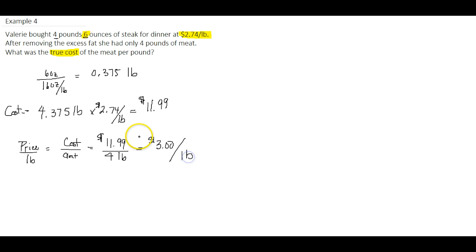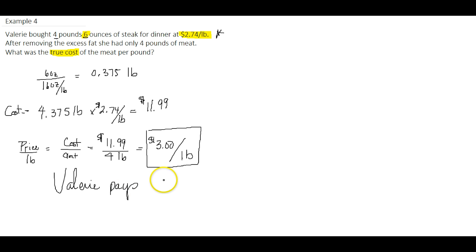per pound. And so notice that it's $3 a pound, which is really more than what they're charging for it. So you have to, again, be cautious when you make a purchase about how much of the weight that I'm purchasing is waste. Okay. So Valerie pays $3 per pound.